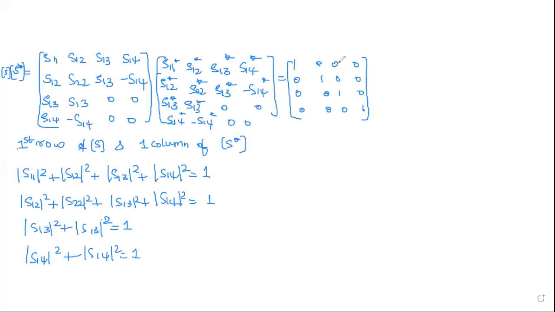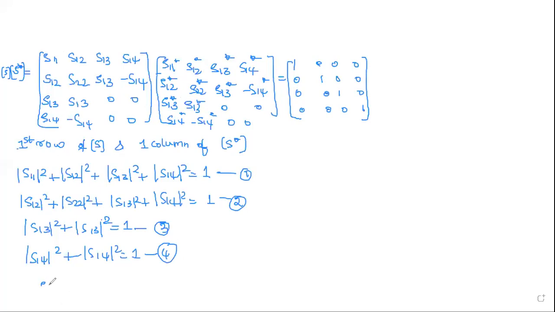You have the unitary matrix. So consider the first row, first column. You'll get S11 into S11 star, S12 into S12 star, S13 into S13 star, similarly S14 into S14 star. Multiply all together and equate it to 1. So you'll get 4 equations. Consider this as the first equation, this is your second equation, this is your third equation, and this will be your fourth equation.